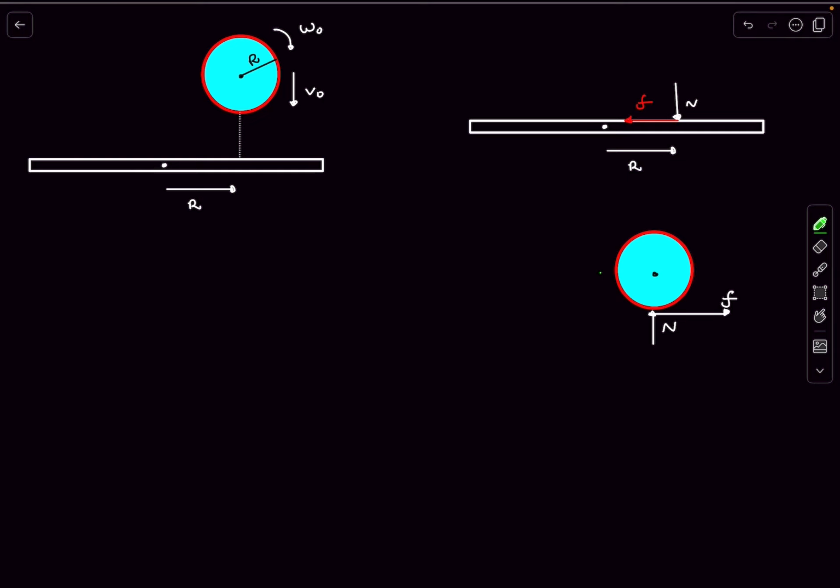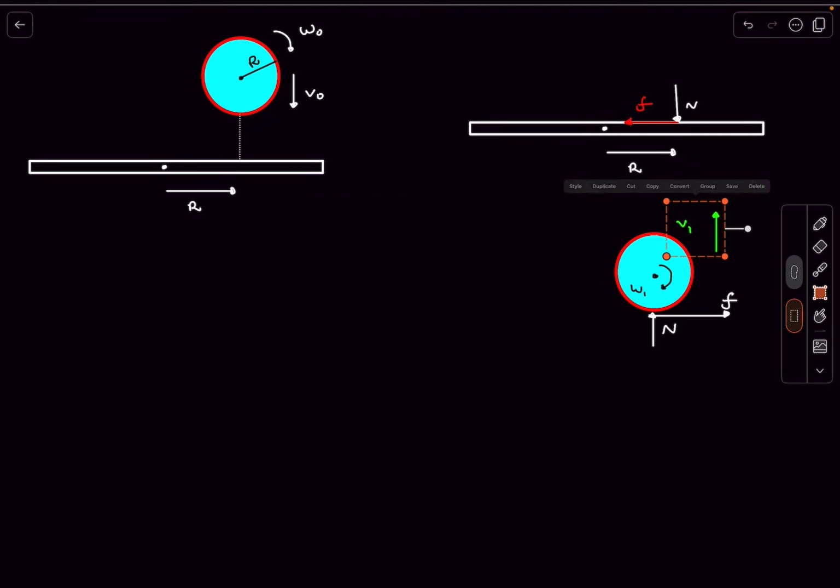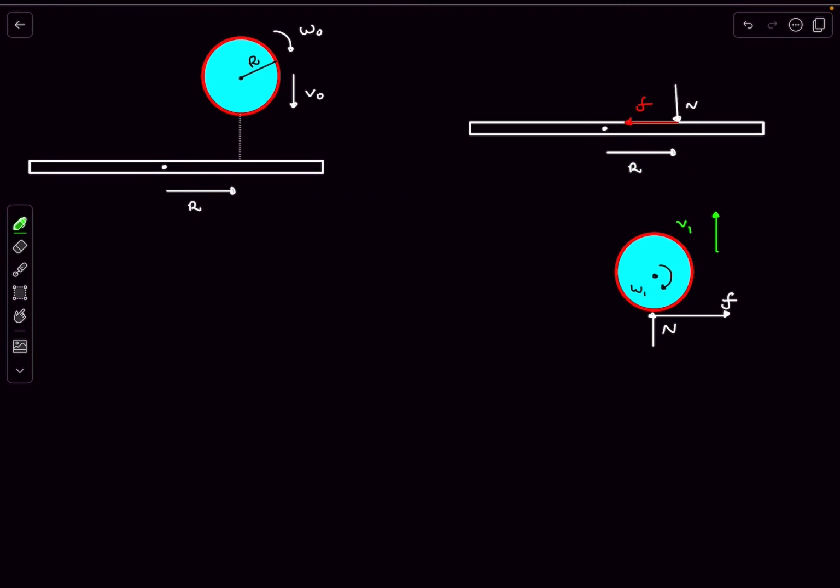Now let's say after collision, the ball rebounds with a velocity of v1 and its angular velocity is omega 1. And if you observe, as there is friction acting on the ball while the collision is happening, it will also have a horizontal velocity. It'll have a vertical velocity of v1, and it will also gain a horizontal velocity, which let's call v2. Let's say the angular velocity of the rod after the collision finishes is omega 2.